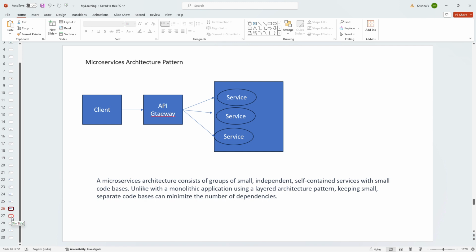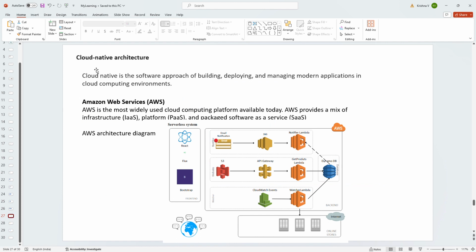Okay, so the next one we'll talk about is cloud native architecture. So cloud native architecture is a software approach for building, deploying, and maintaining modern applications in cloud environments. Okay, so we have three cloud platforms: Amazon Web Services, Microsoft Azure, and Google Cloud. So AWS is the most widely used cloud computing platform available today. AWS provides a mix of infrastructure as a service, platform as a service, and software as a service.